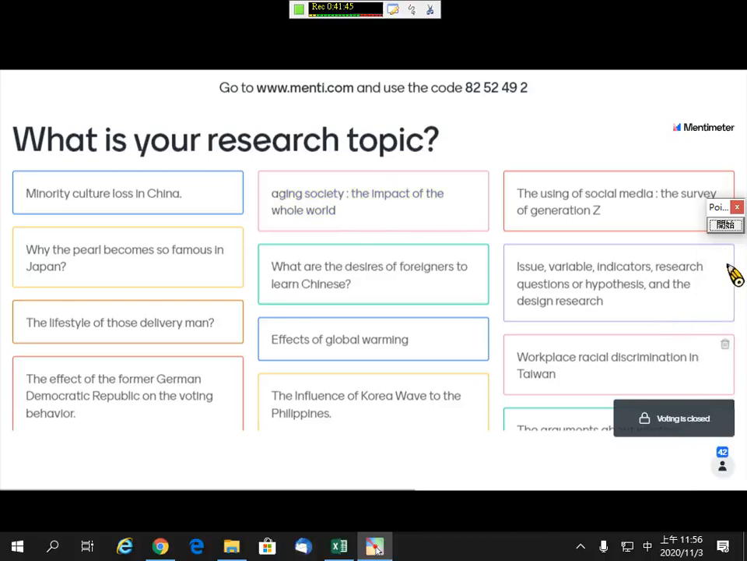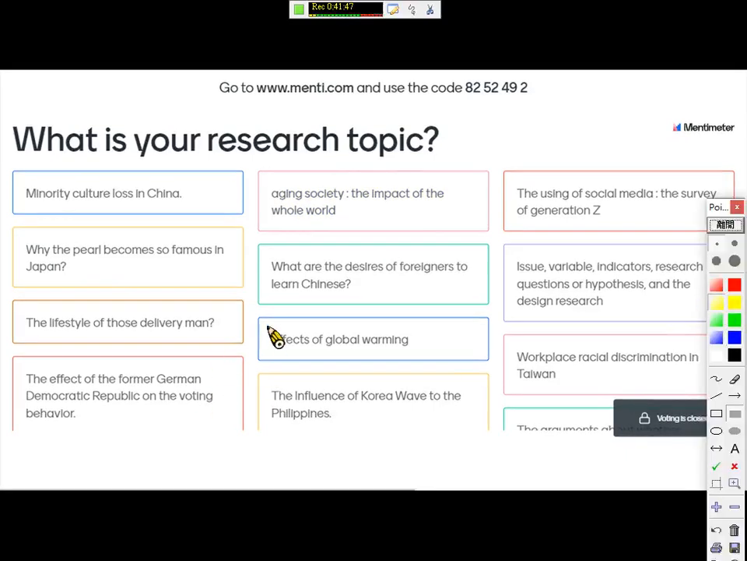And this one is too huge. Effects of global warming, that's too huge. What kind of effects are you talking about? And when we talk about this is something, this is A, let's see, A, right? So basically you just say A's effects.